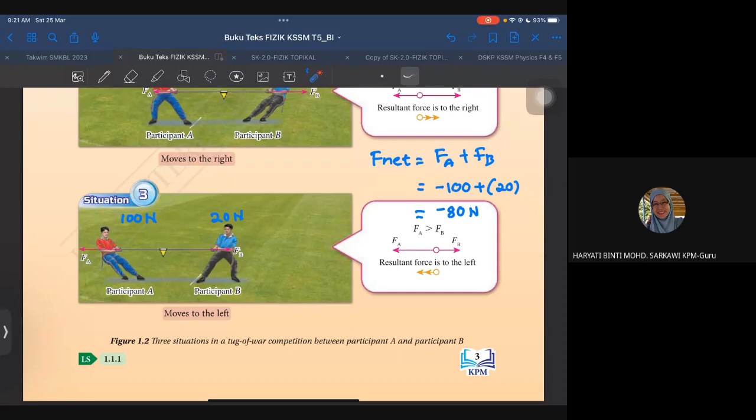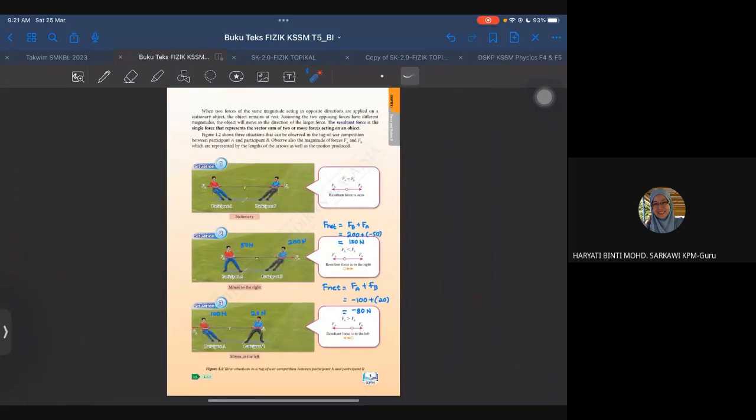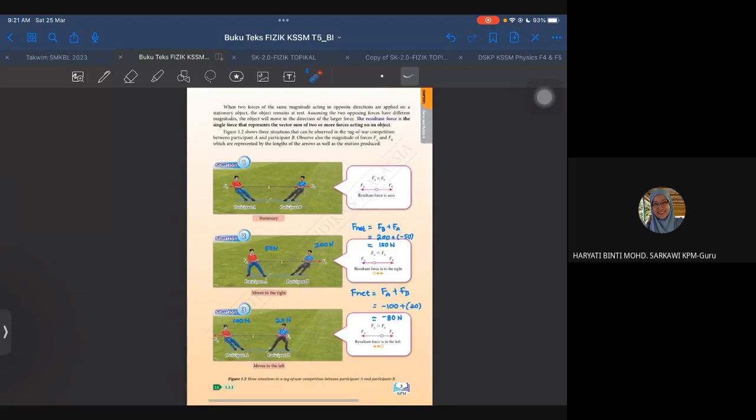Okay. So in the examples that we see, the forces are parallel. The directions of the forces are parallel, but opposite.